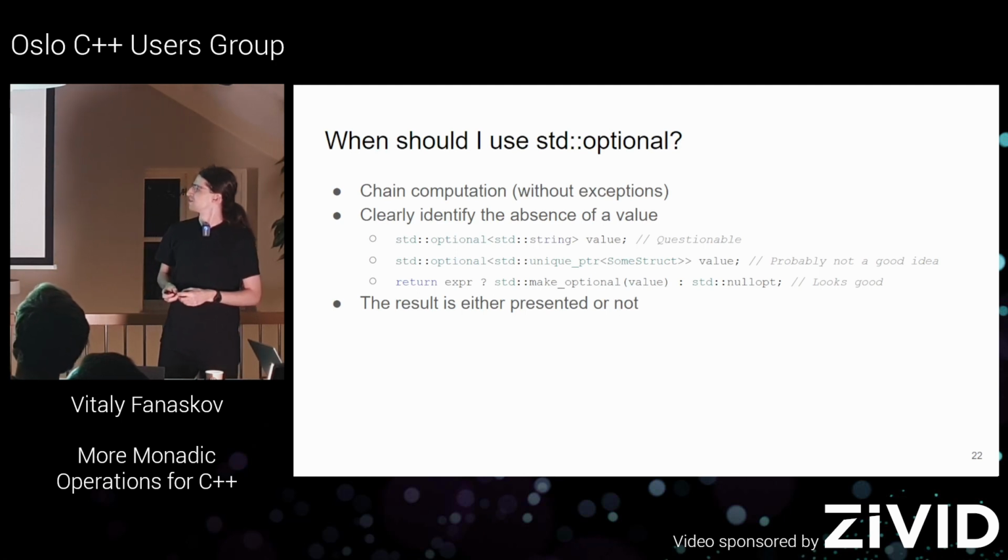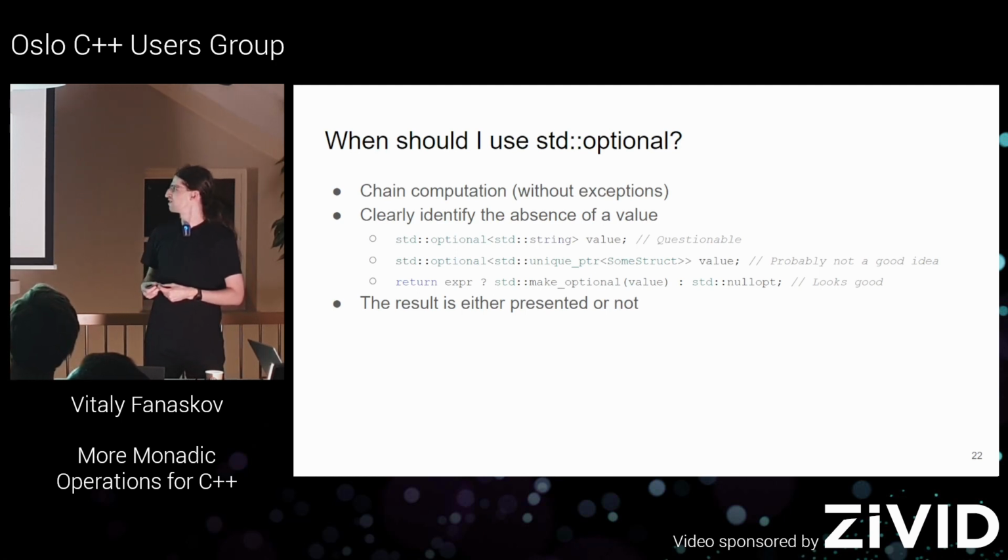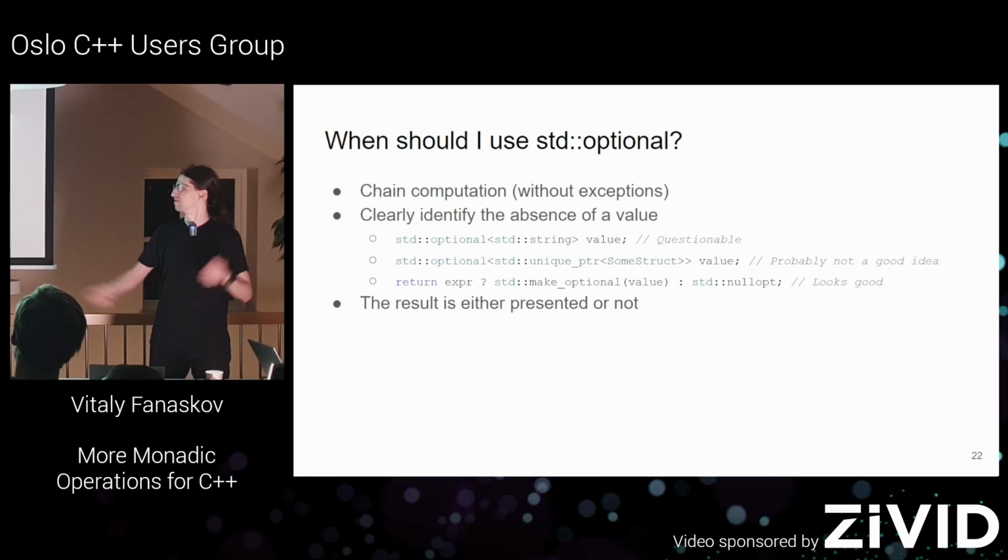The second small bullet is std::optional of a pointer. Well, it might not be a good idea, because if there is a null pointer, it's already nothing. So you probably don't really want to wrap it into std::optional, unless you want to do chaining on it somehow. And the last one is just a regular use case. If the expression is correct, we do make_optional, and if it's not correct, we return std::nullopt. It's a regular use case, I believe.